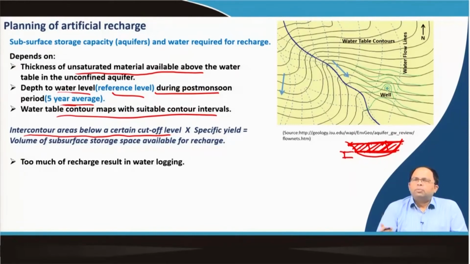And water is stored in the pores of the soil in that unsaturated material above. So, we multiply that with the specific yield of that particular soil. You remember specific yield and porosity, right? We have done this in our water supply classes, and specific yield is actually the water that could be abstracted from a particular layer, and we can multiply that rate with this intercontour volume, and that will give us the total volume of subsurface storage space available for recharge. So, this is the storage space available for recharge. So, this is where you can store groundwater.